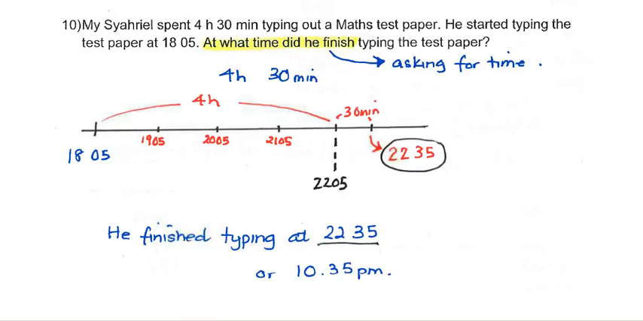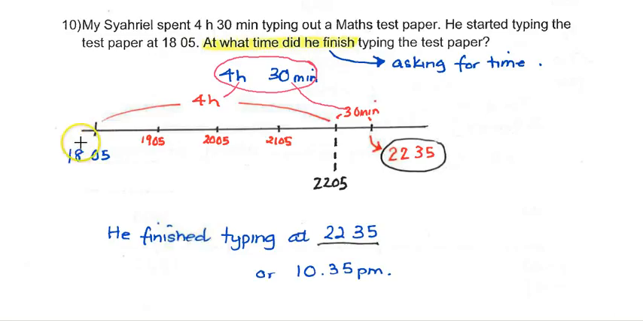Okay, now this one, what is given is he spent 4 hours 30 minutes typing out a math test paper. The duration is given from here to here, the whole time stretch. The duration is given, 4 hours 30 minutes. Now how do you decide on this? We're going to see which one is given.